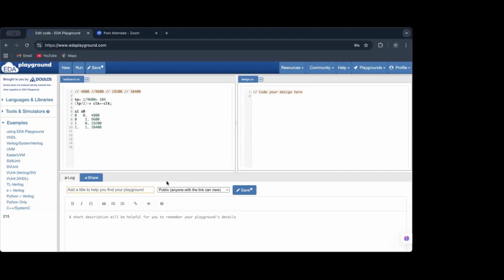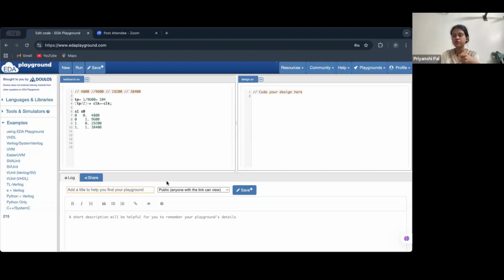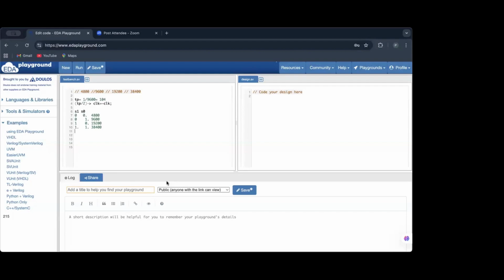So, where have you used I2C? I have used I2C to get the temperature from a temperature sensor and display it on the LCD display. Okay, fine.